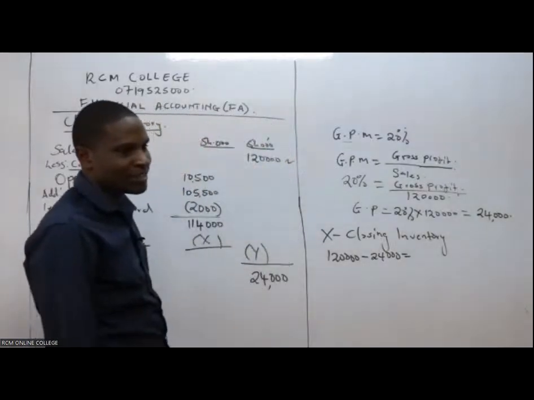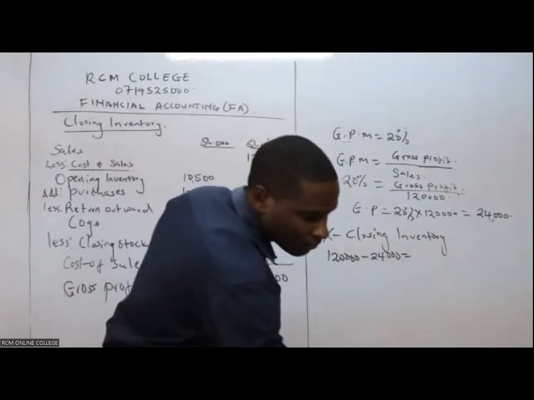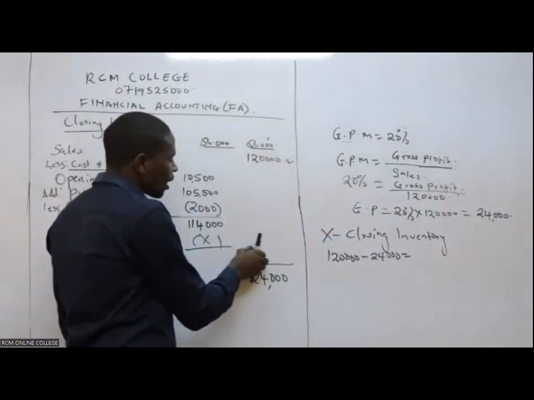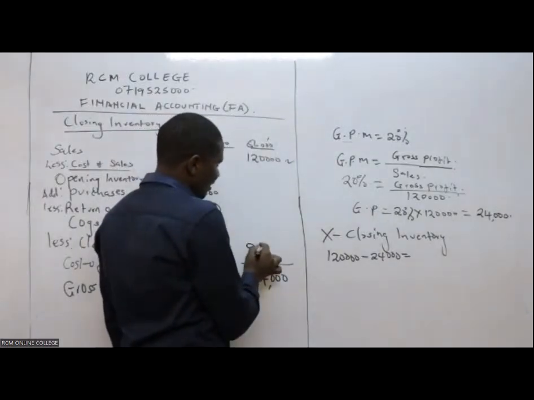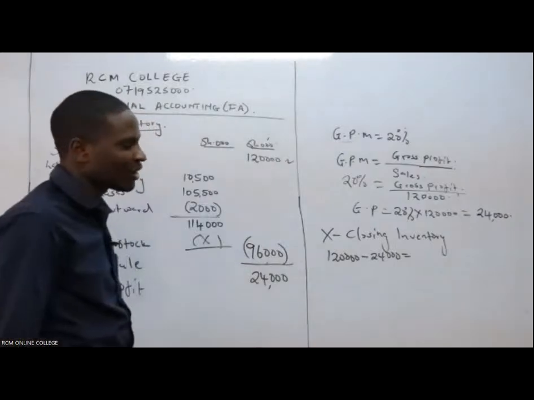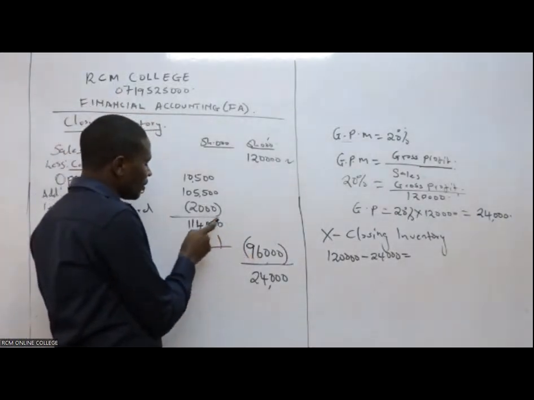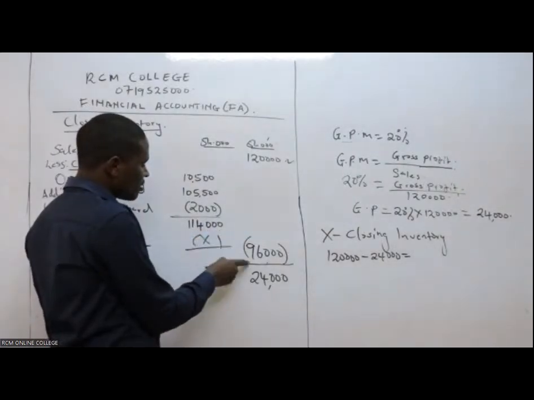How much are you getting? A good student can give me this very fast. 96,000. So my Y there is 96,000. Who can now get us the closing stock? It is easy: 140 minus this, you get this.